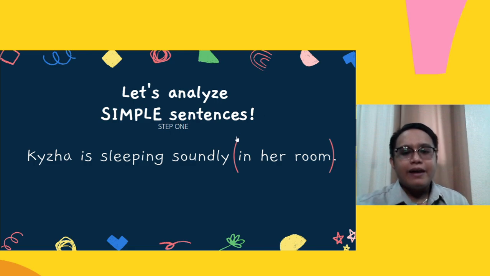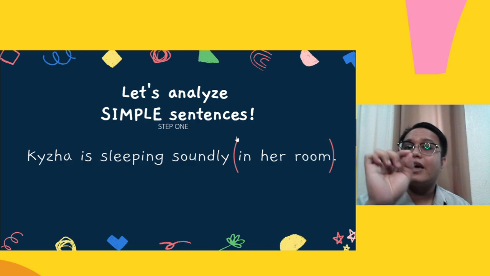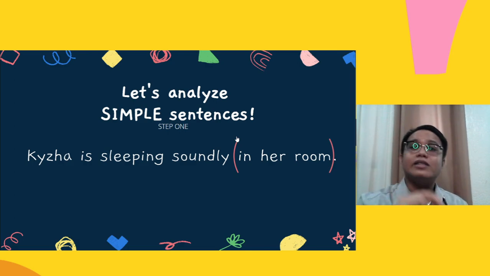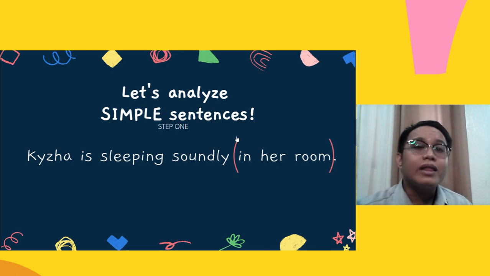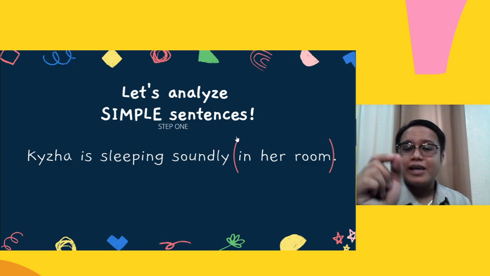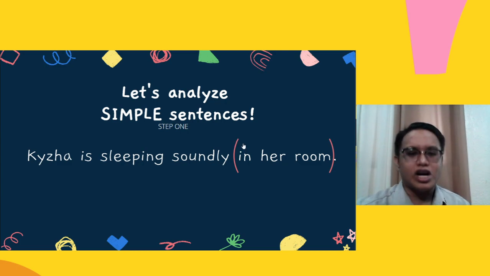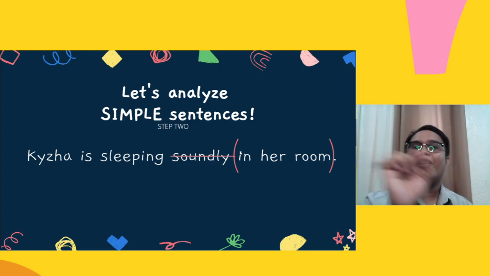Okay? Next, how about her? Is her an adjective or an adverb? Very good. Because it's an adjective because it describes what? It describes, very good, the room. Whose room? Keisha's. Okay? So, our step 2 will look like this. Oh, her was not crossed out. Okay, so we need to cross out her. My apologies.